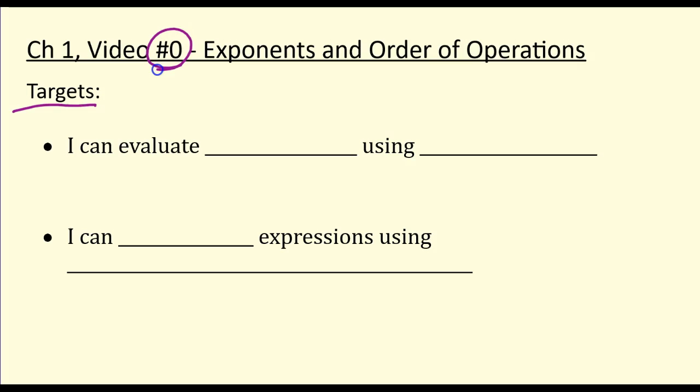So you need to copy these down on your paper. The first target is I can evaluate expressions using exponents. So fill those in on your paper. Okay. Let's talk real quick about what these words mean. Evaluate means you're just going to work it out and get an answer. So we're going to work some things out and get answers when we see exponents. And we'll go over what exponents are. They might be review from 6th grade.